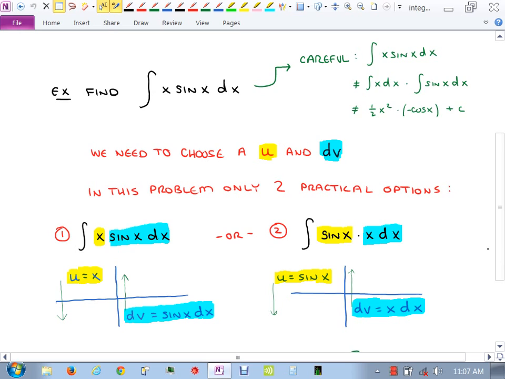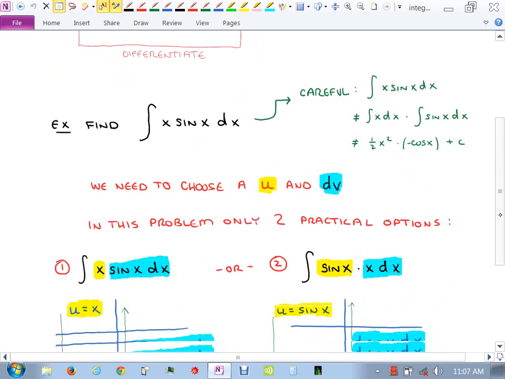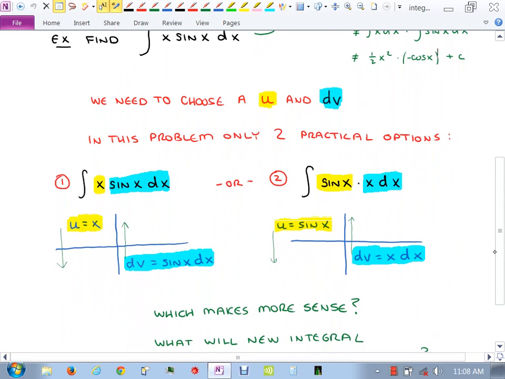In this scenario, I would need to figure out what happens to u. And what does happen to u back up here on this formula? What happens to u in the new integral? I differentiate it. And then what happens to the dv? I integrate it. So the way I have my table written, the arrow coming down means I'm going to differentiate, and the arrow going up means I'm going to integrate.